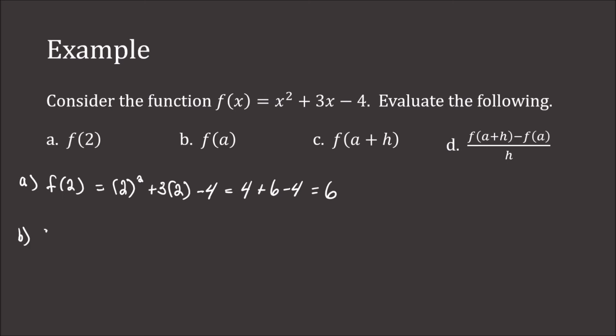Now for f of a, same idea. Everywhere we see an x, we're going to put an a. So we get a squared plus 3a minus 4. And there's no other way for us to simplify that.